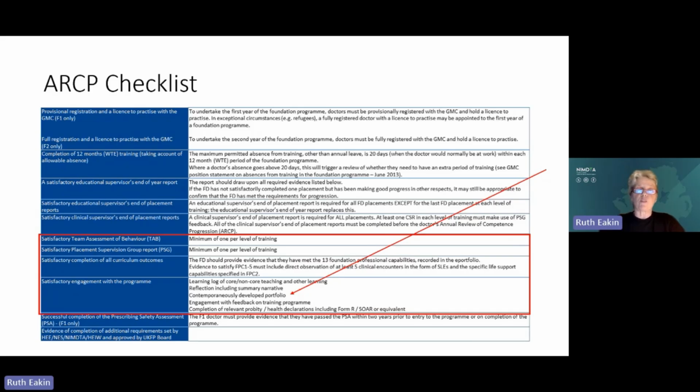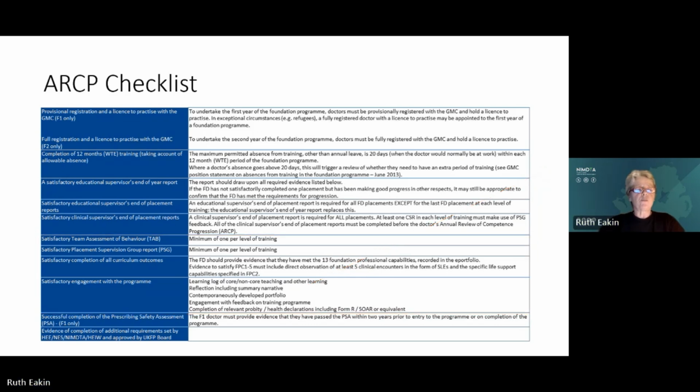And as this is the second half of October, hopefully you're already building up some evidence. So SLEs, you're maybe aiming for 5 to 10 SLEs per placement, some teaching that you've been to, some e-learning that you've done, and of course, regular reflections. So in a few weeks' time, you'll be ready to start your 3 summary narratives in preparation for your CS and ES report meetings. So that is a very brief overview from me.